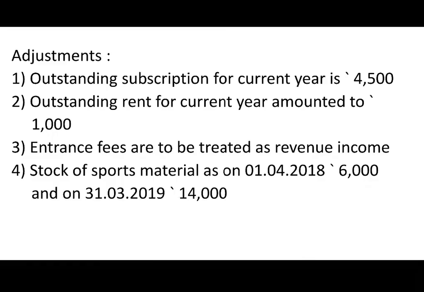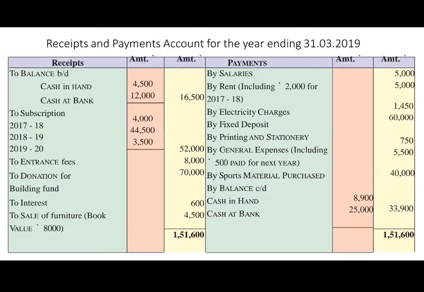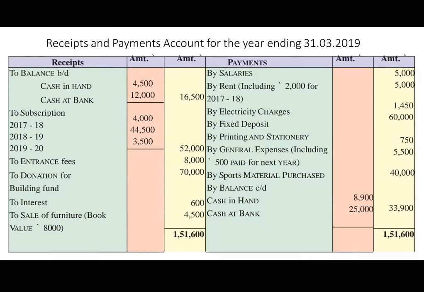Now only one part is remaining, that is the sale of furniture. Other than that we have completed all the parts, right? Is anything remaining other than sale of furniture? Yes, correct. General expenses, right? So general expenses, it is clearly mentioned over here. General expenses including 500 paid for next year.